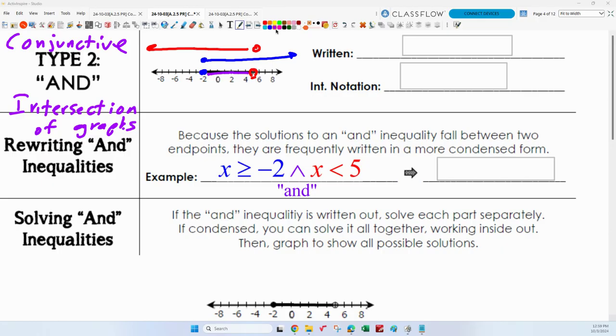If you think about the way this thing is written, the and inequality is all of the x values that are greater than -2 and less than 5, right? Does that make sense? It's the ones that are pinched in between those endpoints. And so we like to write it like this instead.